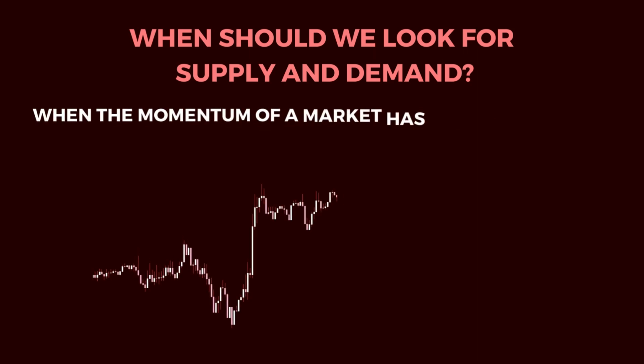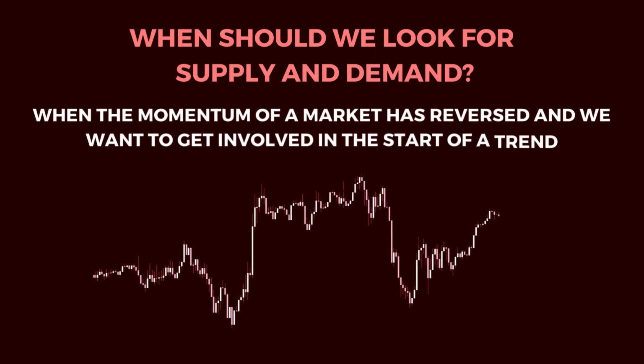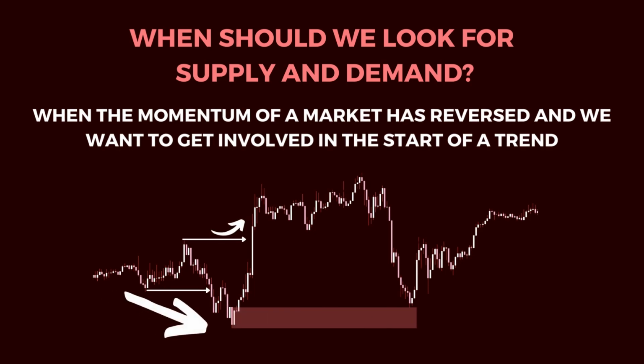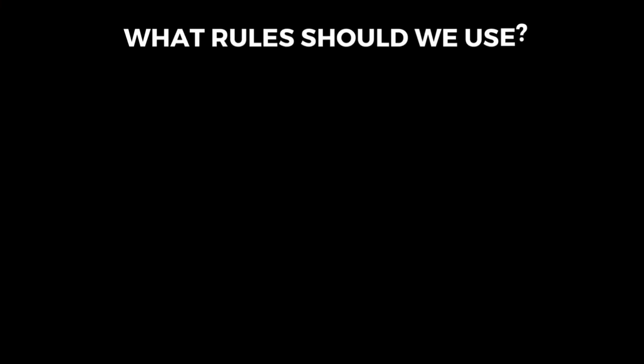We can also look to get involved on a supply and demand zone when a market has had a reversal of momentum. Say it was bullish and then it broke structure to the downside, reversing the momentum. We can look to get involved on a fresh supply and demand zone formed to get involved at a potential start of a trend. So guys, what rules can we use when applying supply and demand in our trading plans?